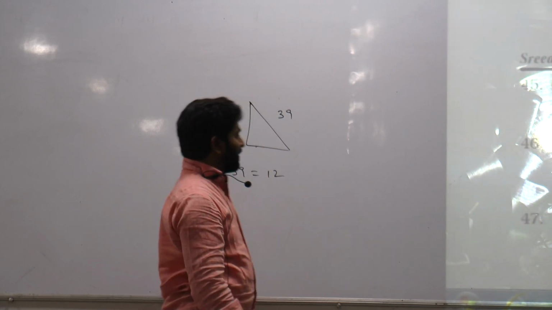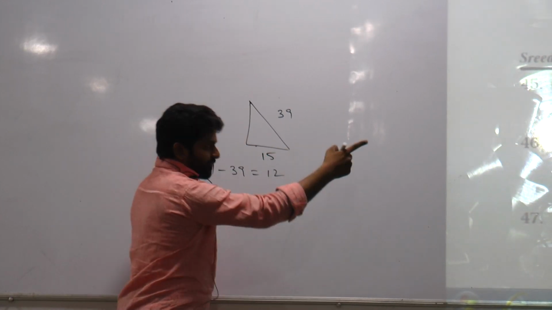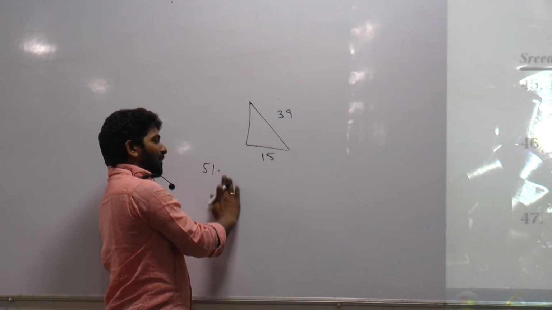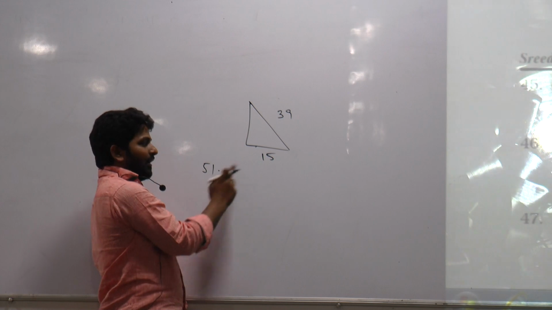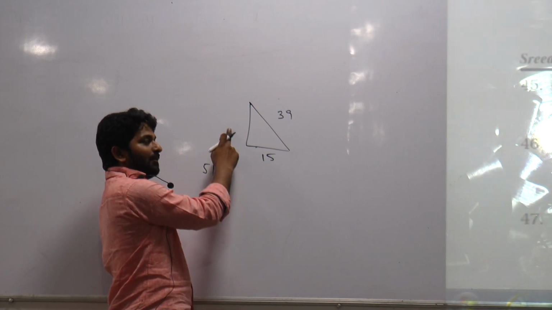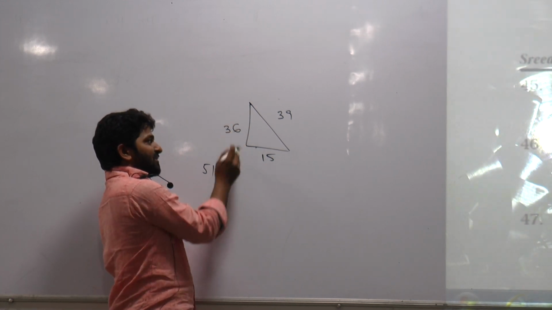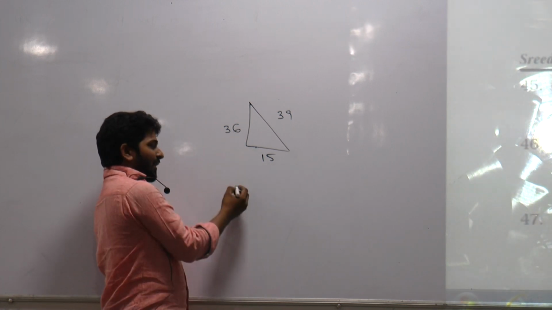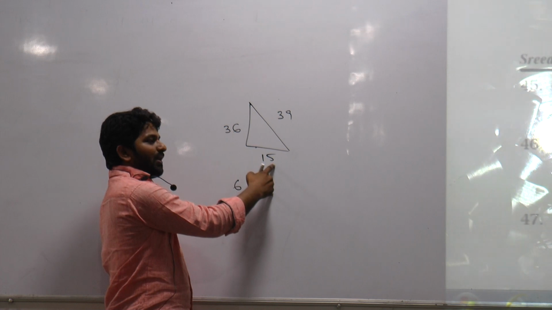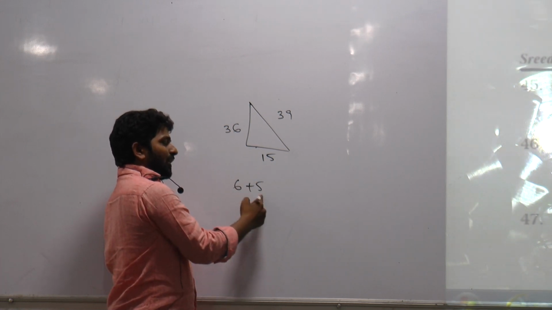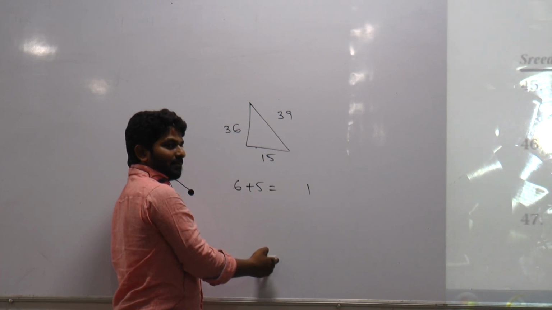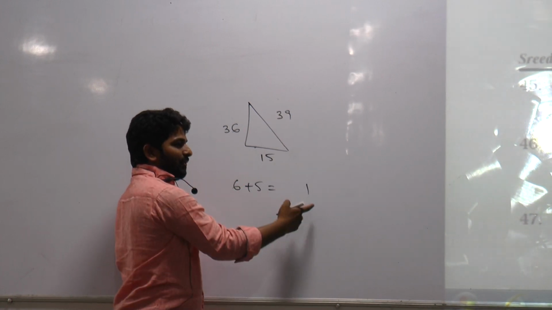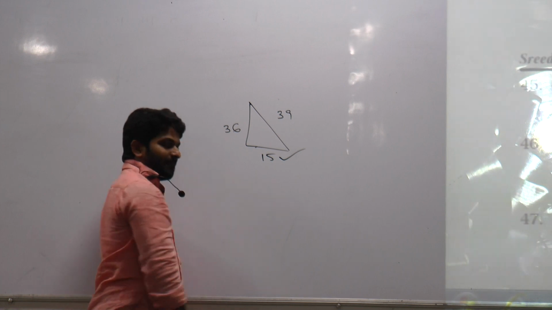Yes or no? If second option is my answer, if one of the length is 15, what should be the other length? Because sum of these two should be equal to 51. If this is 15, what is the other one? 36. Let me verify last digit. 6 square ends with 6. 5 square ends with 5. Total ends with 1. 39 square ends with 1. 15, right answer.